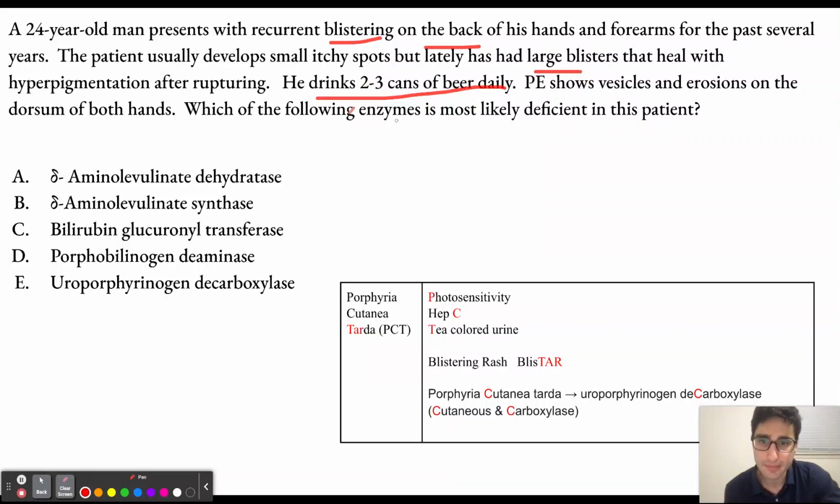So there is an enzyme deficiency that causes this patient to have a blistering rash. And we said that blistering rash is associated with porphyria cutanea tarda. So blister to help you remember tarda. Now, what enzyme is associated with porphyria cutanea tarda? Well, we said that you can use the C in cutanea to help you remember that there's going to be a uroporphyrinogen decarboxylase deficiency. So the two C's. So the answer is going to be answer choice E, which is uroporphyrinogen decarboxylase.